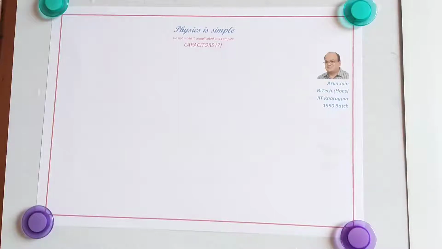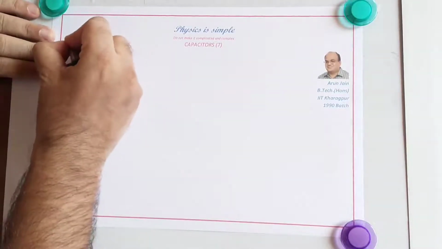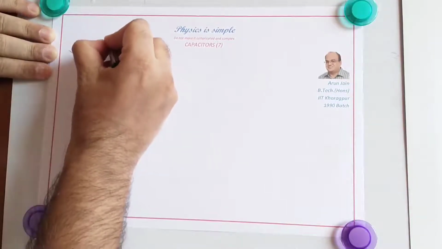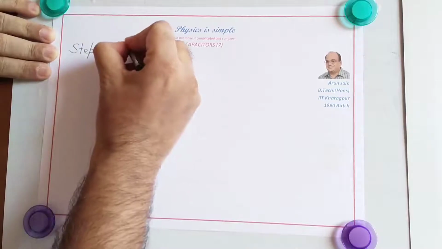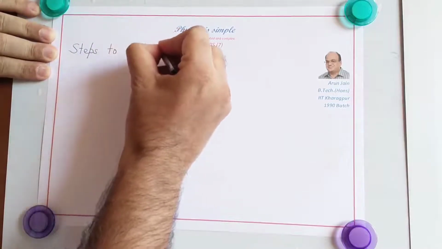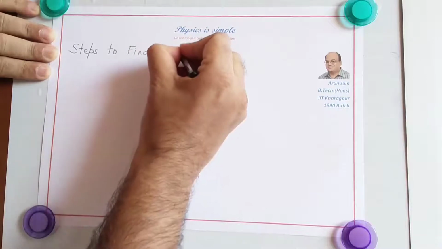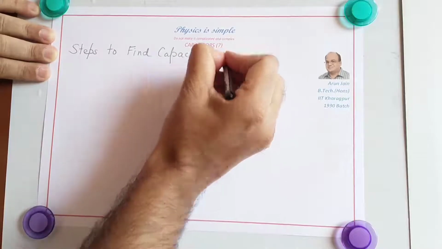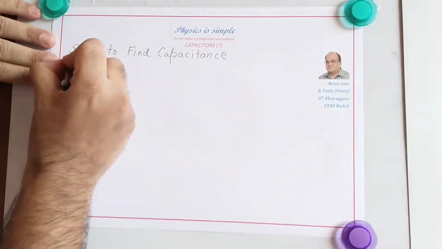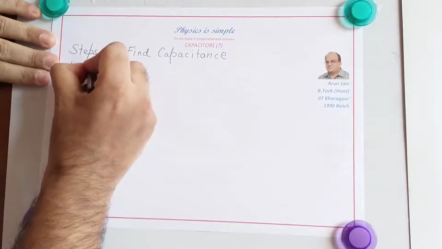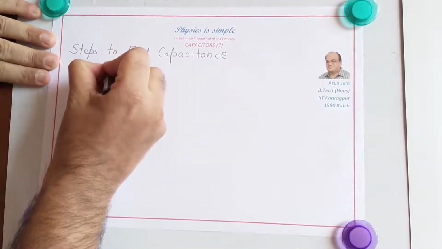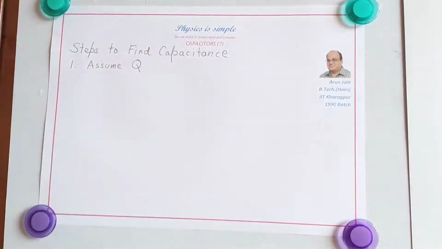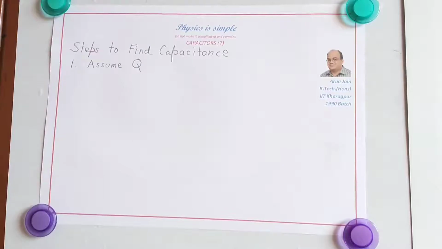In this lesson, we are going to discuss the steps to find capacitance. How can we find capacitance? We can find that in 4 simple steps. The first step is, we'll assume a charge Q on the plates, plus Q on the positive plate and minus Q on the negative plate.